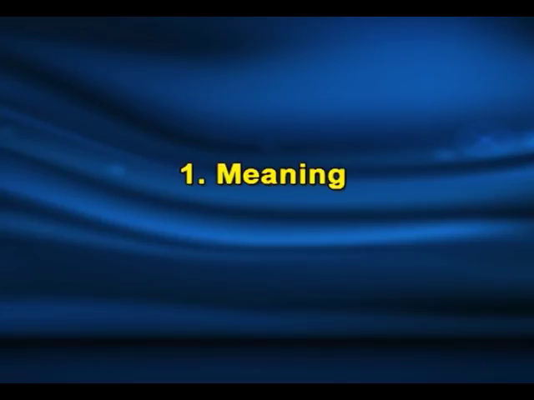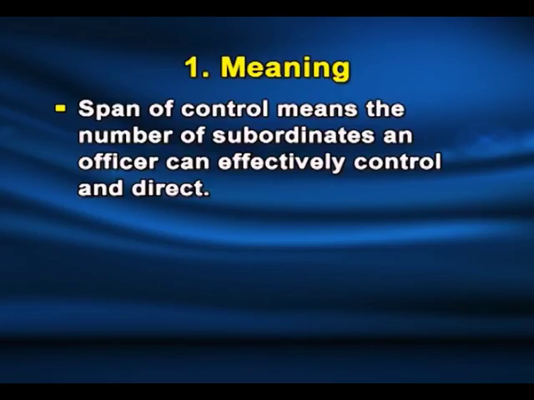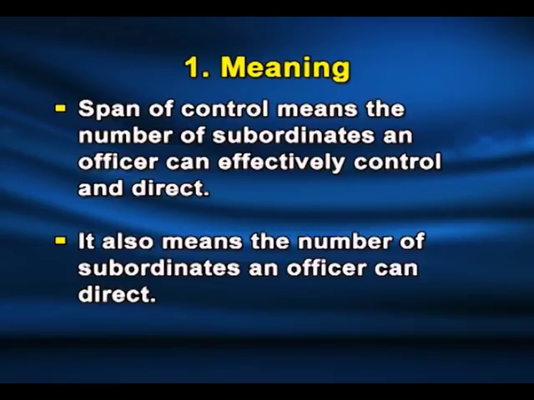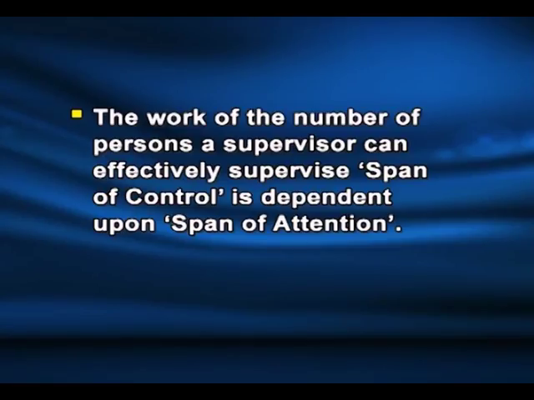The meaning. Span of control means the number of subordinates an officer can effectively control and direct. It also means the number of subordinates an officer can direct. It can also be said that span of control means, in simple words, the work of the number of persons a supervisor can effectively supervise. Span of control is dependent upon span of attention.